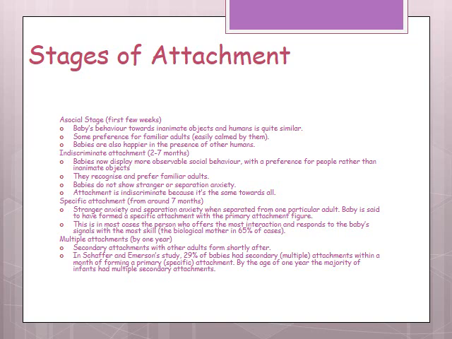Specific attachment is around about 7 months. So stranger anxiety and separation anxiety happens in particular to one particular adult. They form an attachment with a primary attachment figure. In most cases, that is the mother. Multiple attachments happen by a year, so secondary attachments to other adults form within this time. Generally, it will be with the father, parents, key workers, grandparents. So 29% of babies within Schaffer and Emerson's study had formed multiple attachments within a month of forming their primary specific attachment.